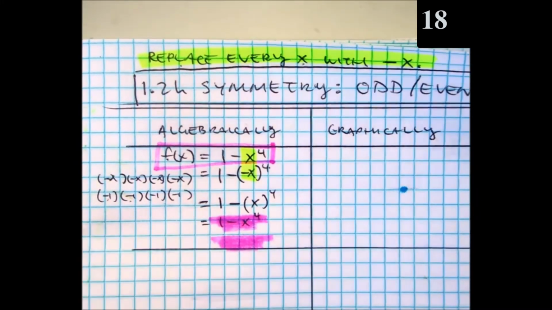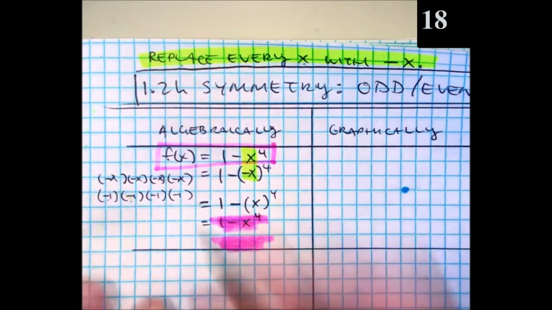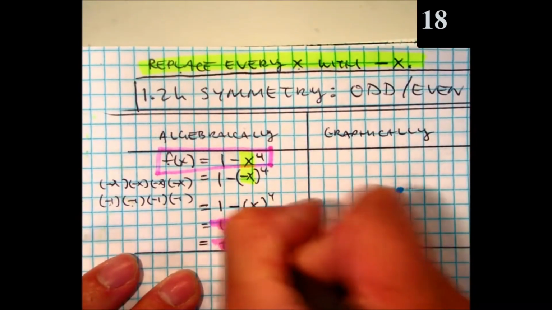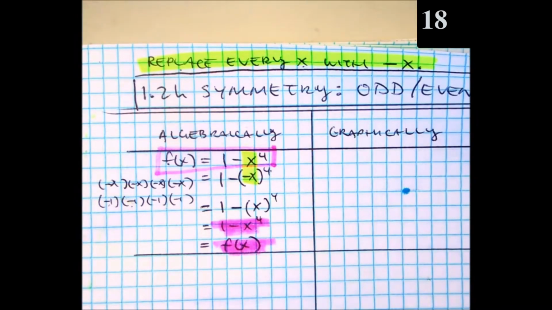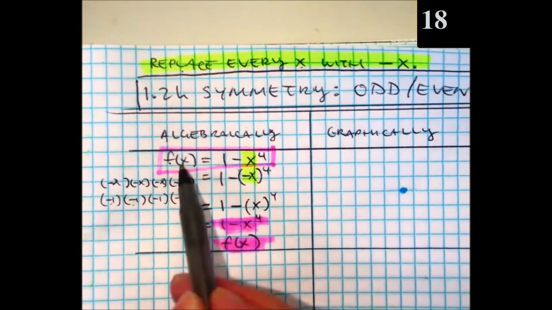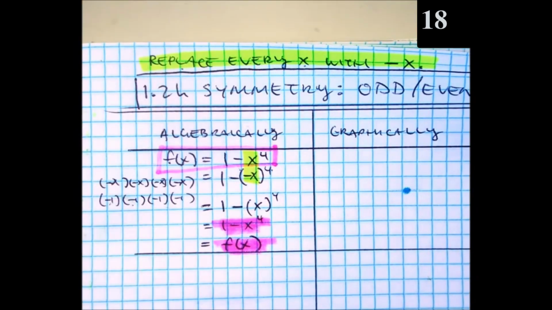Class, instead of writing that again, what am I going to write? I'm going to write f of x. I came back to the original problem. I see 1 minus x to the 4th. I'm going to write f of x. Let's graph this.